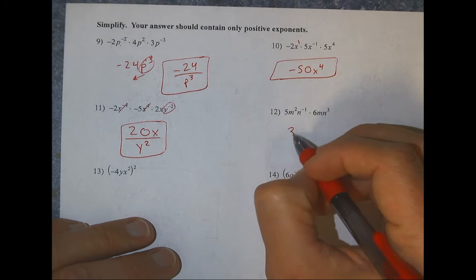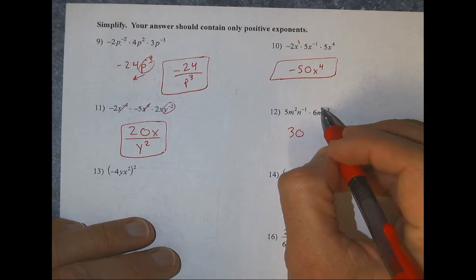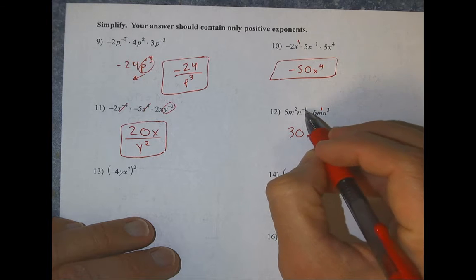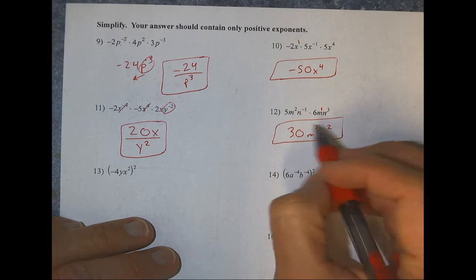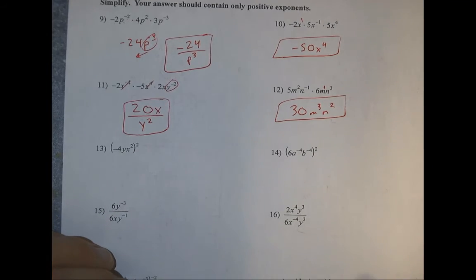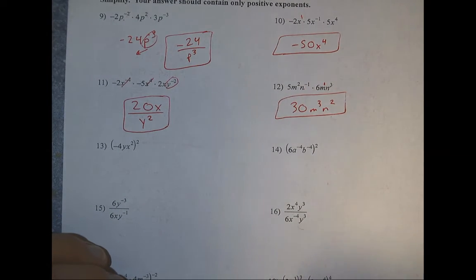5 times 6 is 30. The m's together, don't forget that's a 1, so m to the 3rd. -1 combines with 3 to make it 2. And we're good. And so that's why we don't try and fix negatives right up front. Sometimes it'll just work itself out.